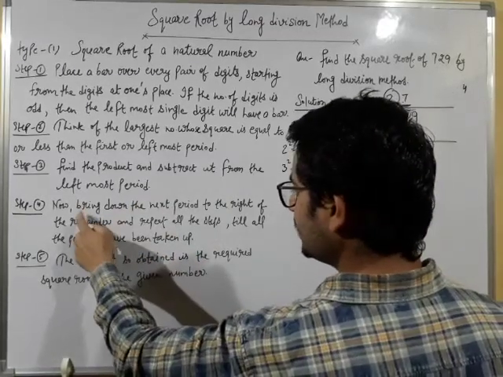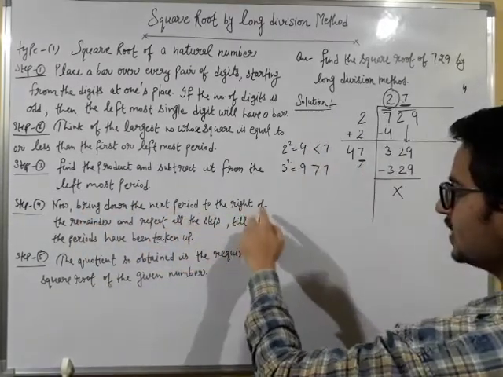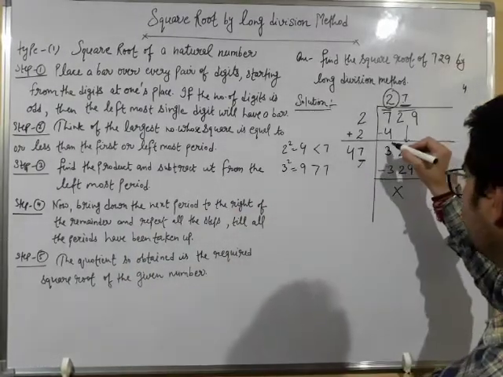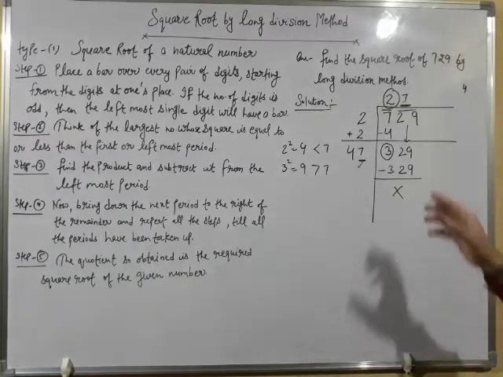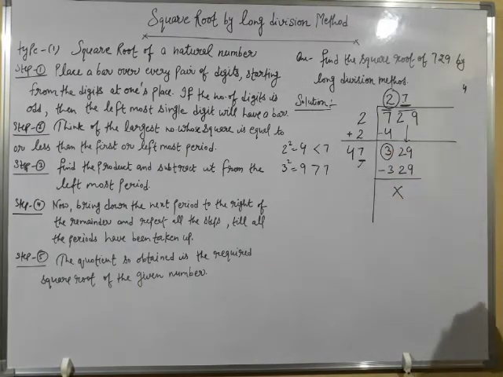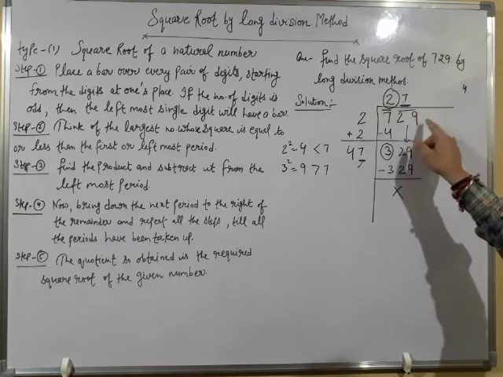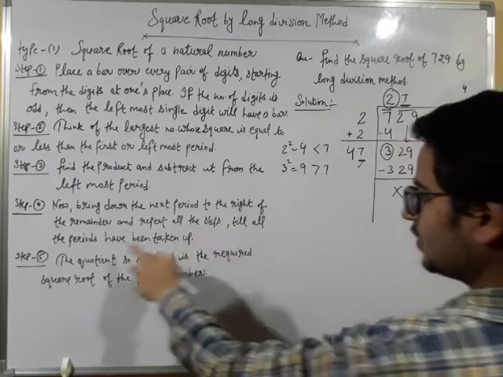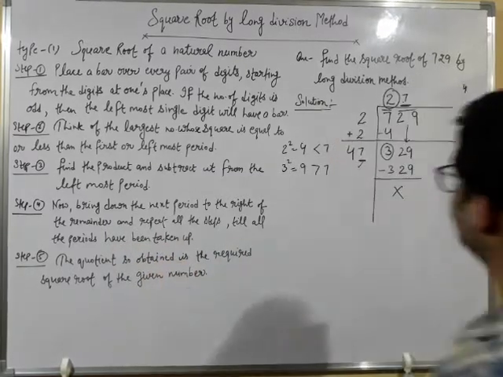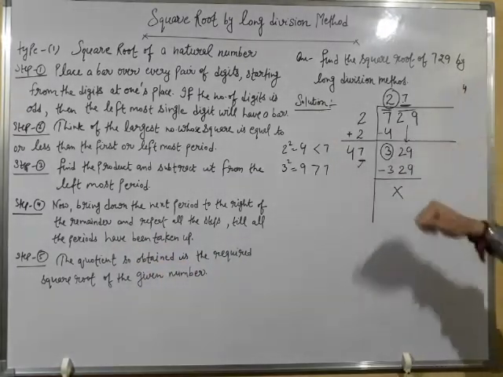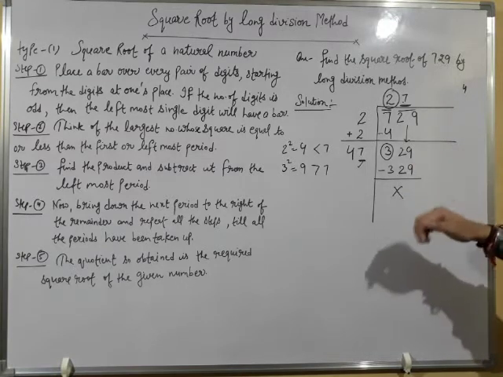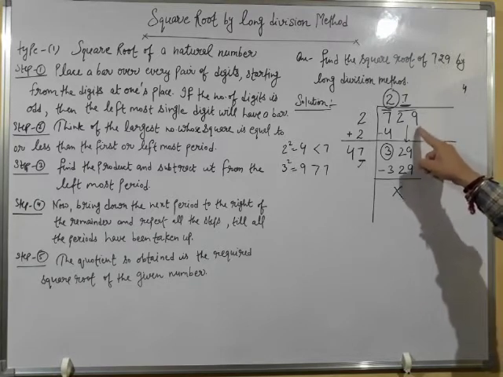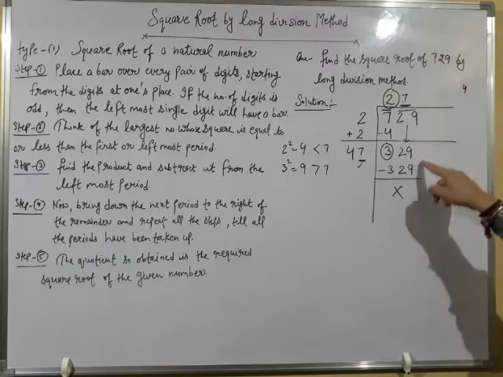Step number 4. Now bring down the next period to the right of the remainder. The remainder here is 3. After subtracting 4, 3 is your remainder. Now we will bring down the next period, that is 29 here, and repeat all the steps till all the periods have been taken up. We will keep repeating this process again and again until all the periods are complete. And here in this question 29 is the last period, so we have brought it down.